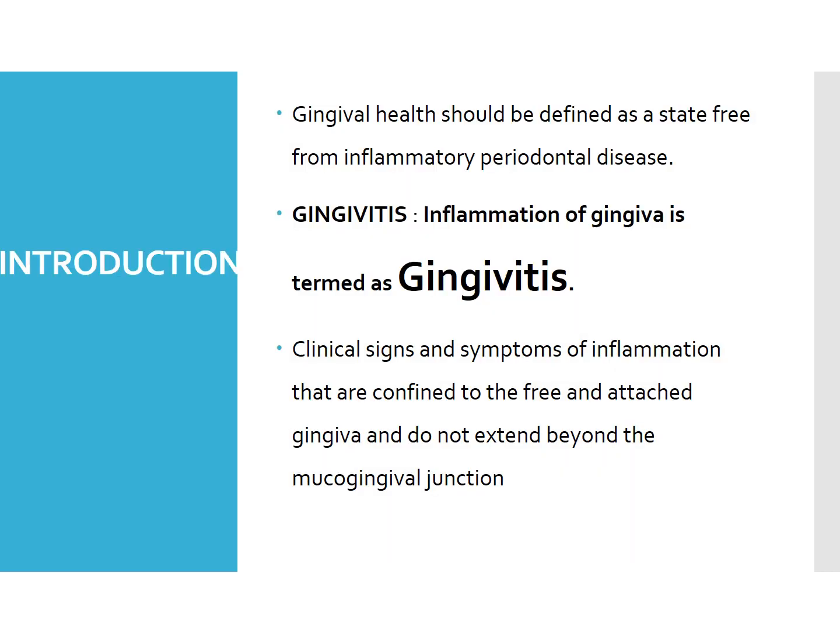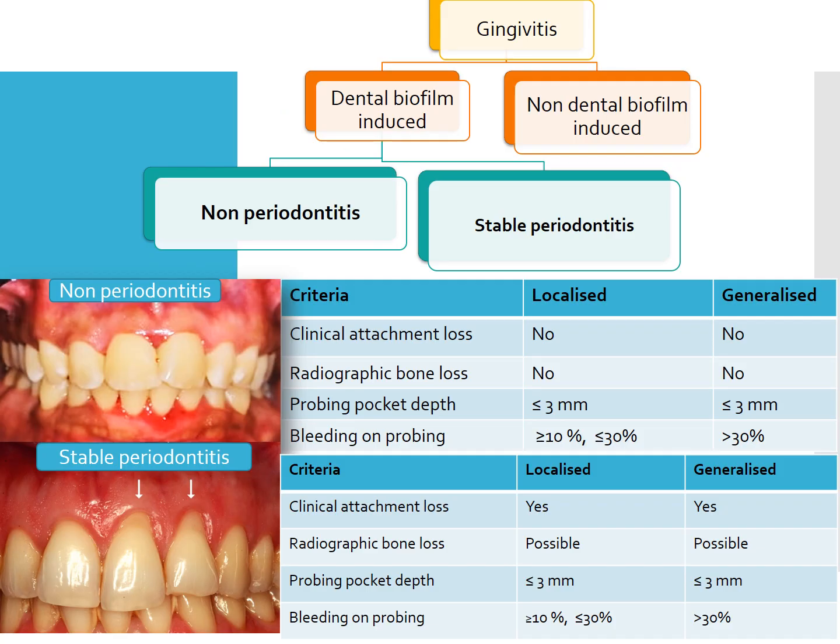Introduction. Gingival health should be defined as a state which is free from inflammation. So when there is inflammation of the gingiva, it is termed gingivitis. The clinical signs and symptoms of inflammation, which are confined only to the free and attached gingiva, not involving the mucogingival junction, are called gingivitis.